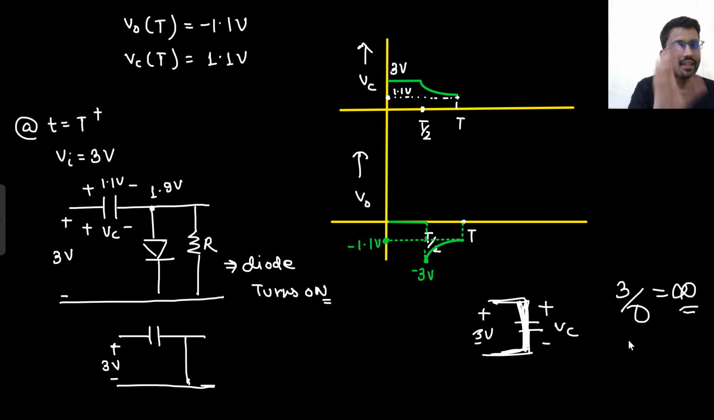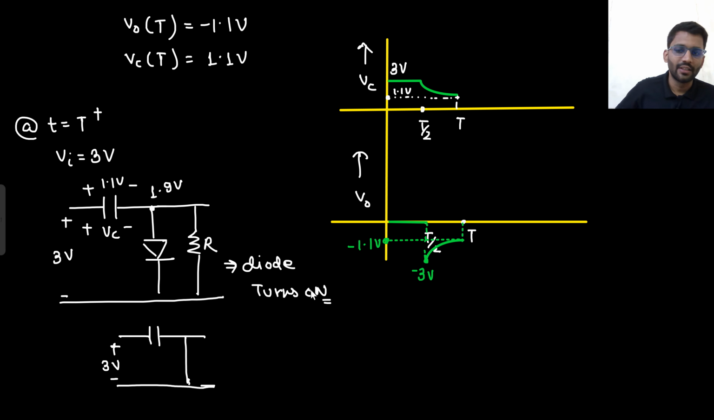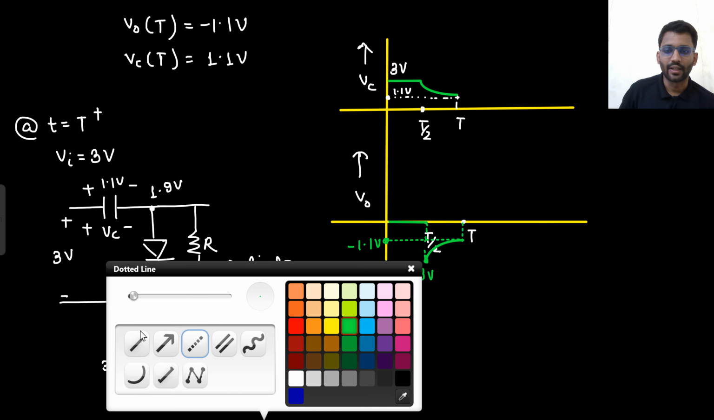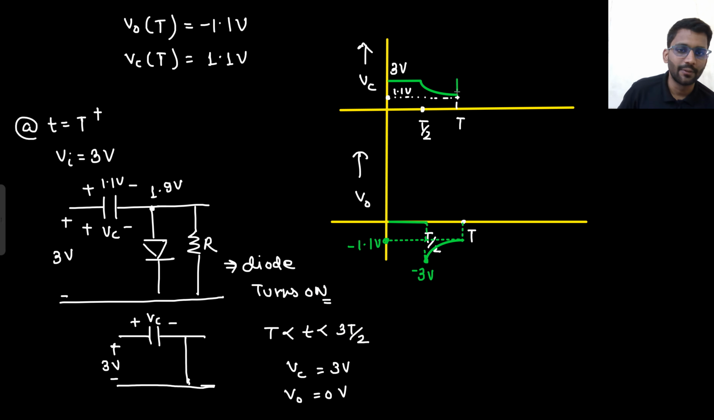If the current is impulsive, that means the capacitor will change its voltage instantaneously to 3 volt. Or you can see that the capacitor is exposed to the 3 volt directly. So the capacitor voltage has to go to 3 volt, and V0 will be 0. So for T to 3T by 2, what is happening? VC voltage will be 3 volt and V0 will be 0 volt again.